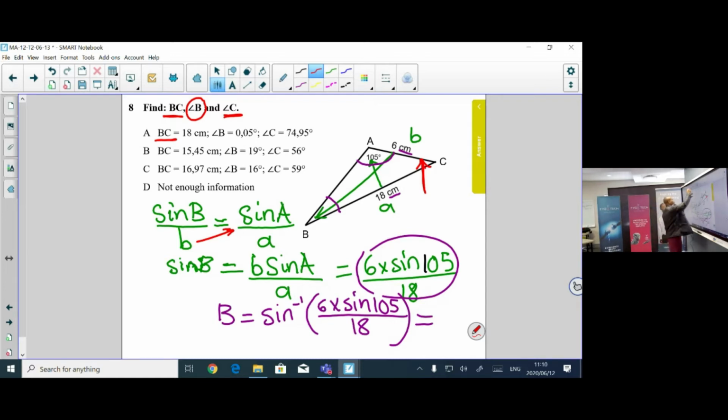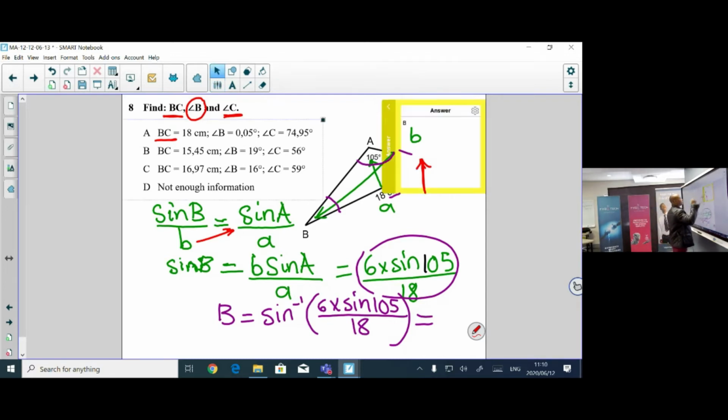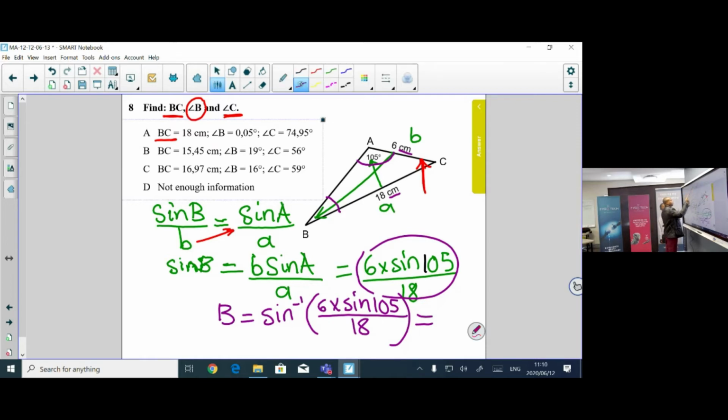So let's see what those solution would give you. Your answer here would be B. It will be B, which means if you did it correctly, you were supposed to get this as your answer, meaning that our B is 19 degrees and our C is 56 degrees.